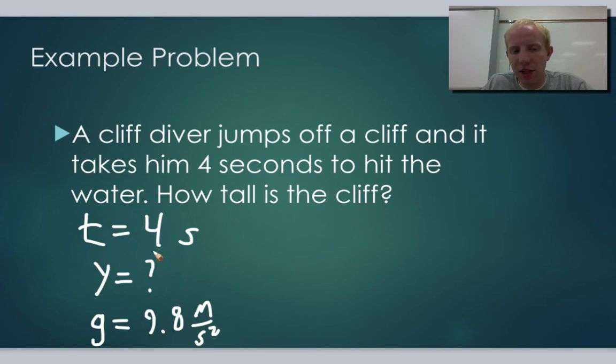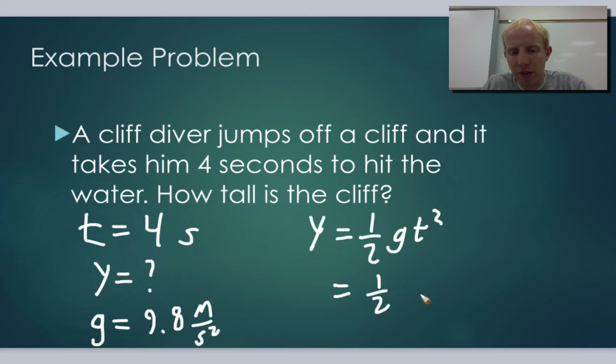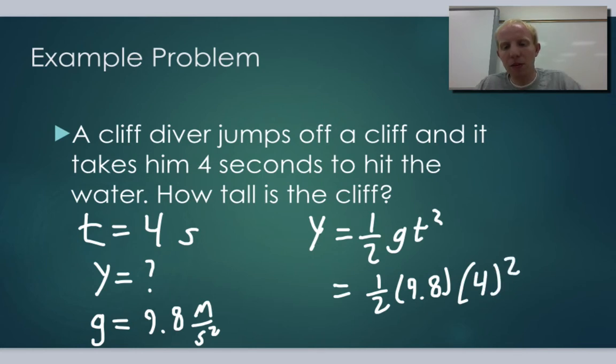So this turns out to be enough information, because we just say, well, y equals 1/2 gt squared, and we are looking for y, we know g, and we know t, so we can just plug everything in. Okay, so 1/2 times 9.8 times t squared. You plug that into your calculator, and you'll get that the cliff was 78.4 meters tall. And there you go, simple enough.